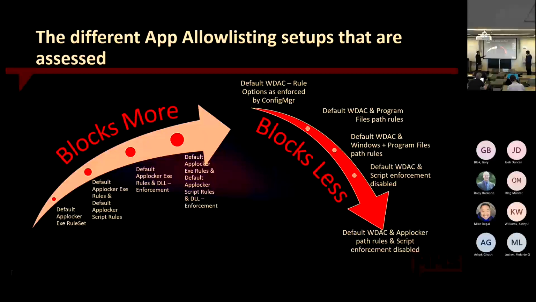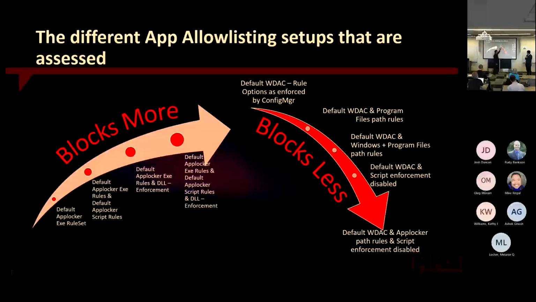The other side is WDAC, where most of the people here are using Config Manager. That means if you use Config Manager to deploy or enable WDAC, the default option is actually the most secure, where the default option in AppLocker is the least secure. So in WDAC, you start the other way around, and then you can start adding rules that will decrease your security posture by adding path rules.